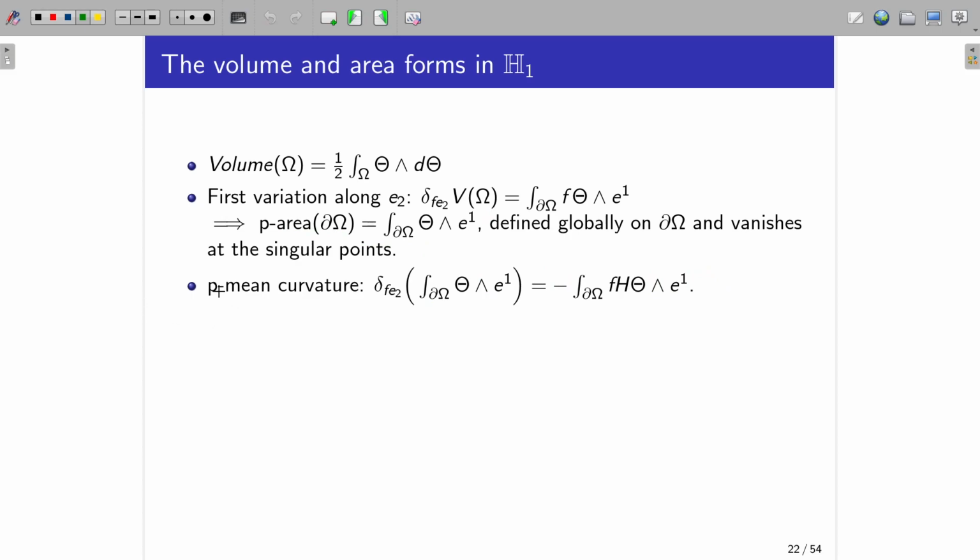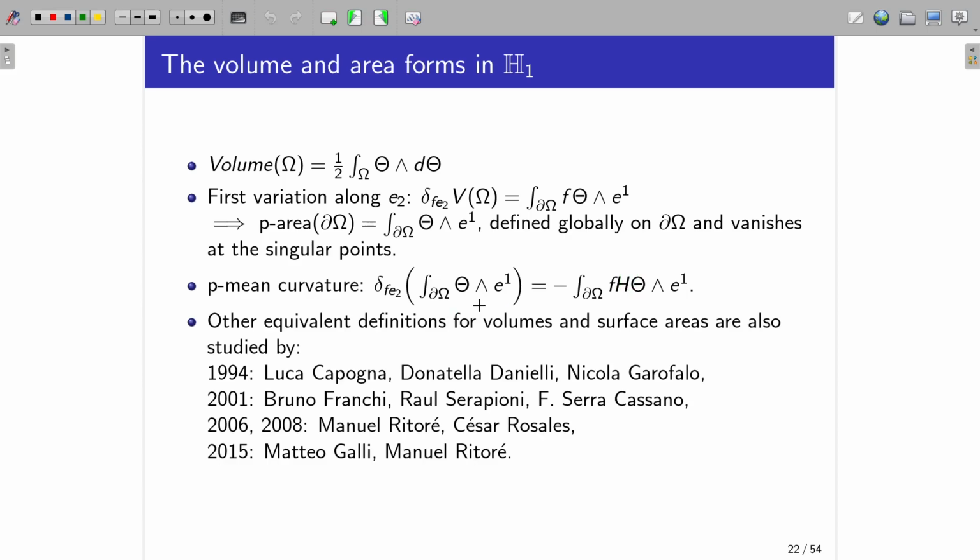And they also define the Chang, Huang, and Yang. They also define the p-mean curvature by making the variation along the normal direction on the p-area form, and this time they get the H here, which is called the p-mean curvature. Several equivalent definitions for volumes and surface areas are also studied by the following mathematicians.